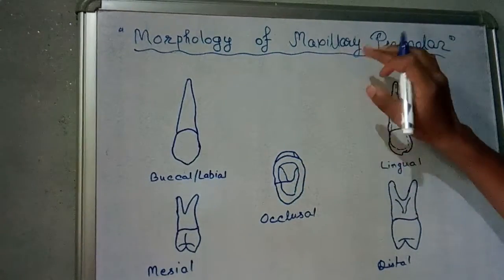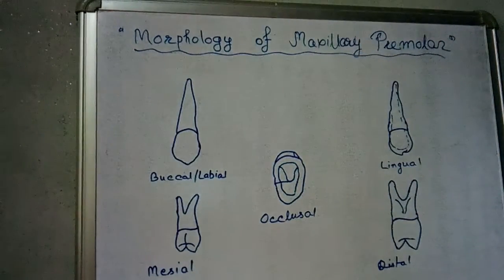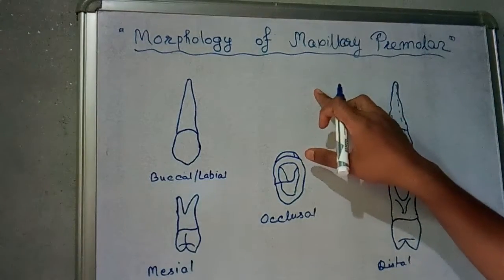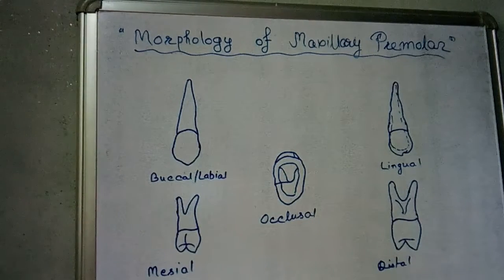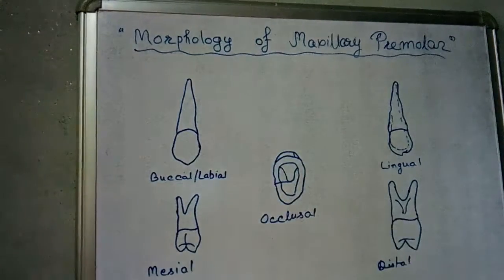Morphology of the maxillary premolar. There are four maxillary premolars in total: two in the right maxilla and two in the left maxilla. They are posterior to the canine and immediately anterior to the molar. Because they are anterior to the molar in permanent dentition, they are named premolars.